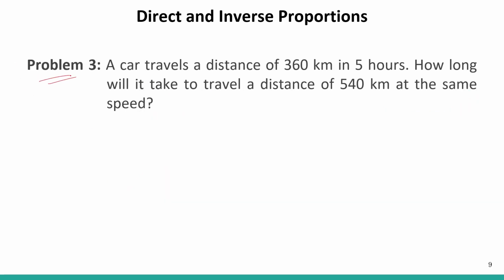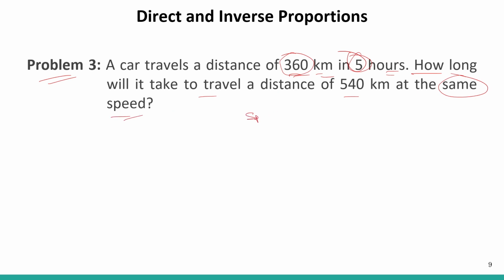So problem number 3. A car travels a distance of 360 km in 5 hours. How much distance does the car travel? It travels 360 km. In how much time? In 5 hours. So how long will it take to travel a distance of 540 km at that same speed? The car goes with the same speed.